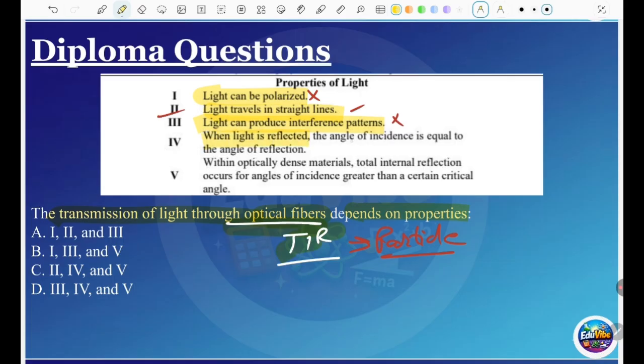Fourth one: when light is reflected, the angle of incidence is equal to the angle of reflection. This is a straightforward property, the law of reflection: angle of incidence is equal to angle of reflection. The fifth: within an optically dense material, total internal reflection occurs for angles greater than a certain critical angle. This is again a straightforward one for total internal reflection. So the fifth one is right. Your options are second, fourth, and fifth, which is the C part.